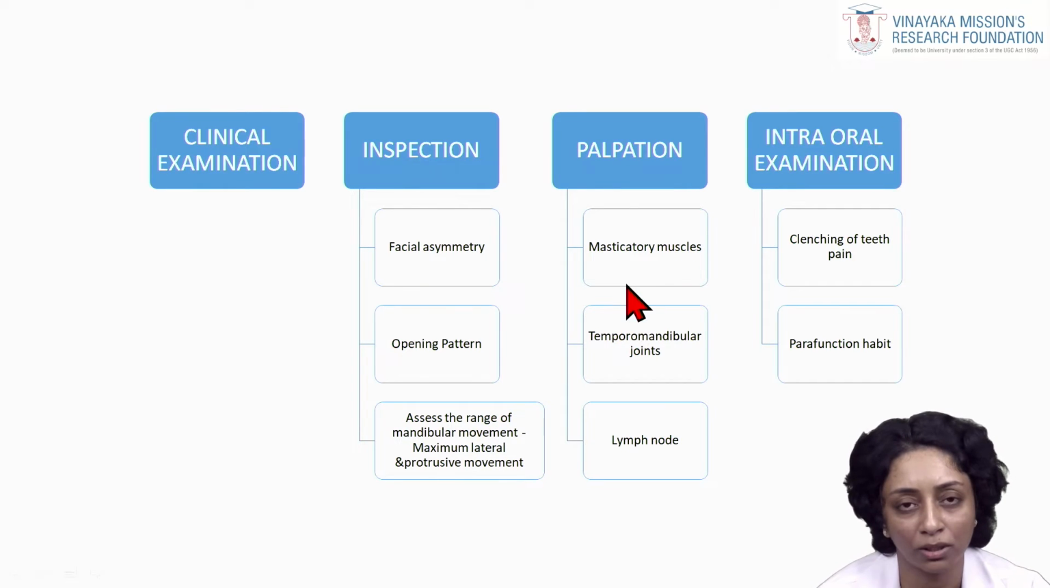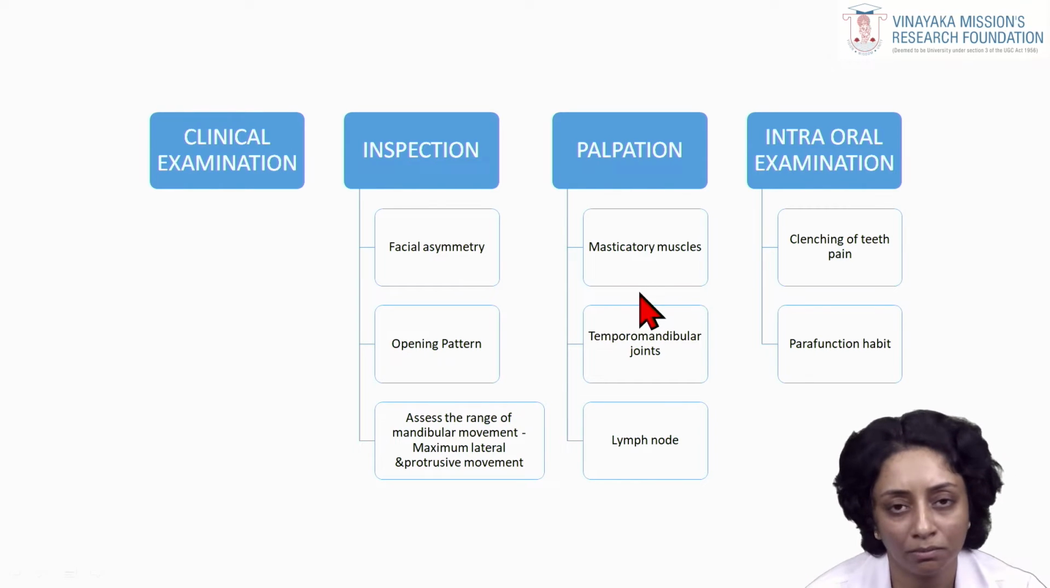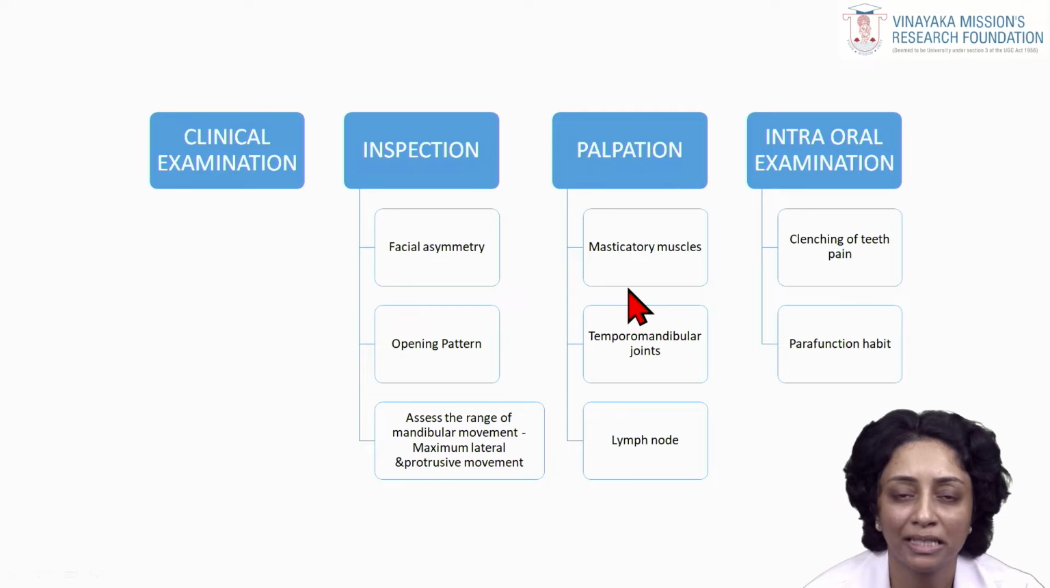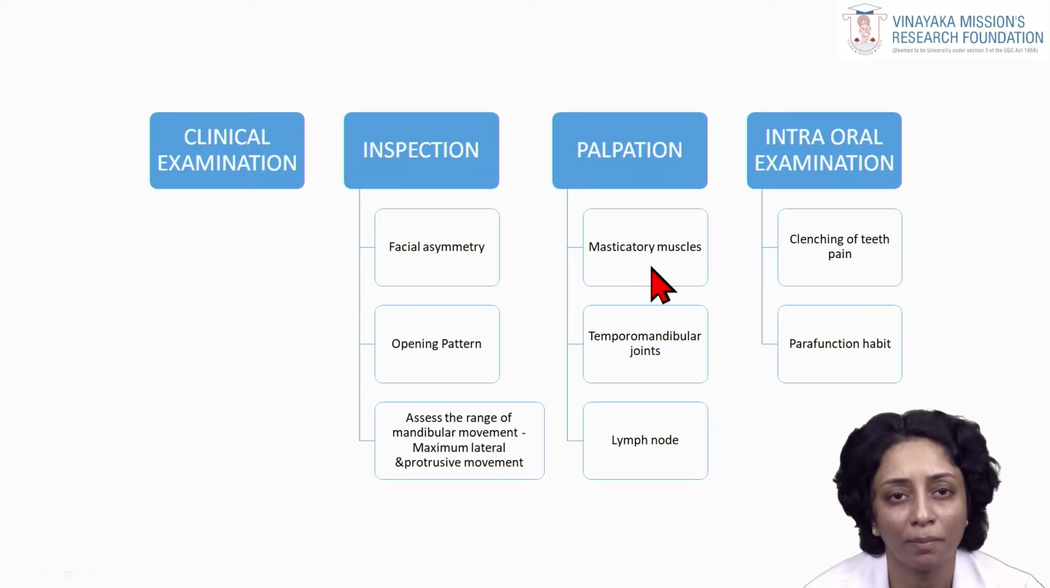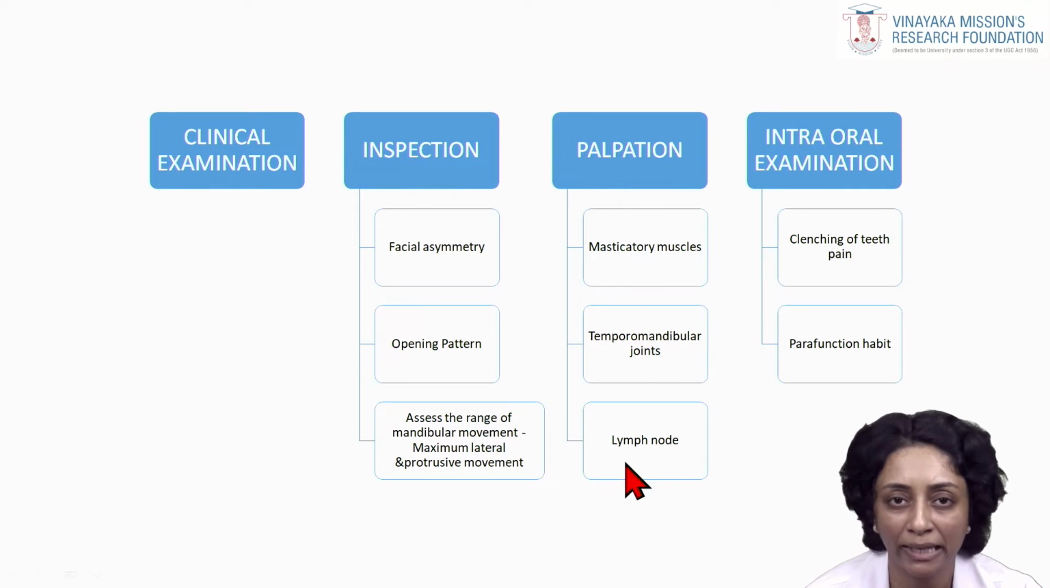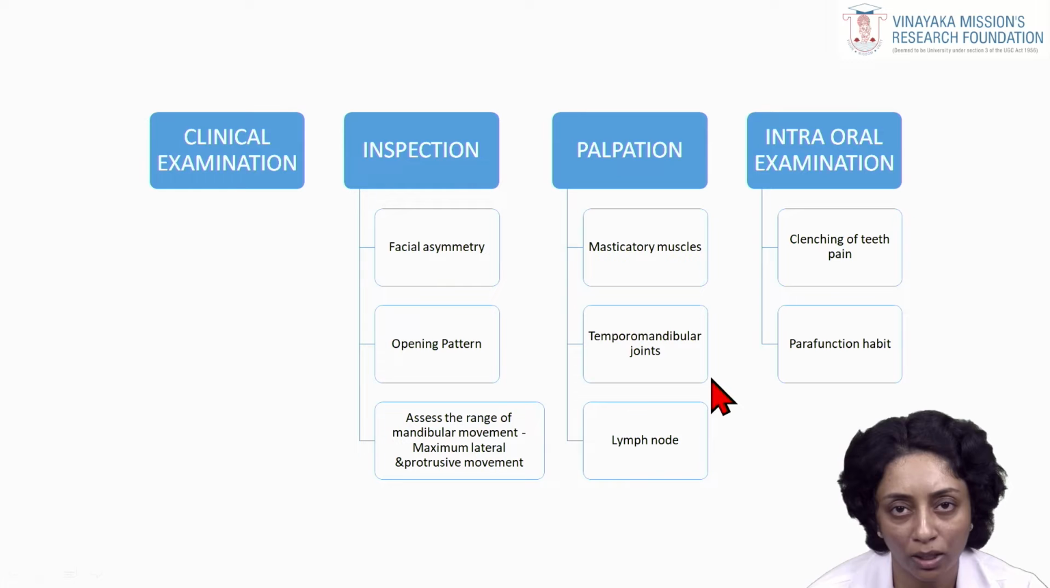So moving to palpation, once we have seen the inspectory findings, we have to go to the palpation of the main masticatory muscles, because TMJ disorders are related to the muscles of mastication. In the step of palpation, the masticatory muscles are to be palpated, followed by the TM joints, then the lymph nodes, to rule out if there are any inflammatory causes for such pain in the TM joint. So in the intraoral, these are the two findings we will see in your clinical examination.